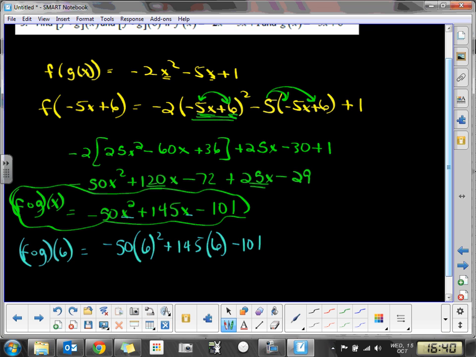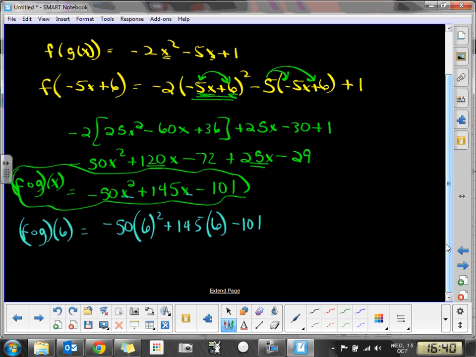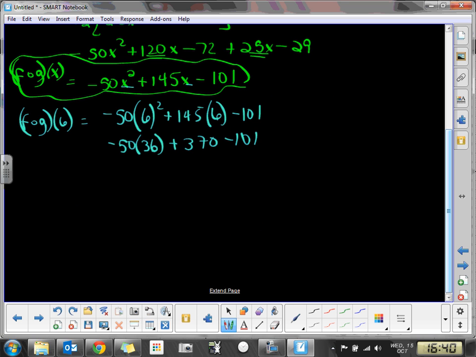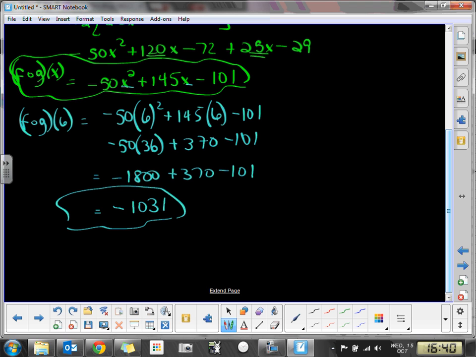And now we're just going to have to crunch some numbers here. So this is a negative 50 times 36 plus, and then 145 times 6, I think it's 870, minus 101, and then a negative 50 times 36 is a negative 1,800 plus 870 minus 101, which means we get a total value of negative 1,031. So that is f of g at 6.